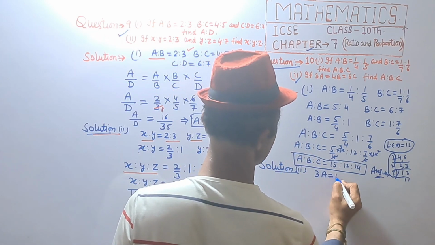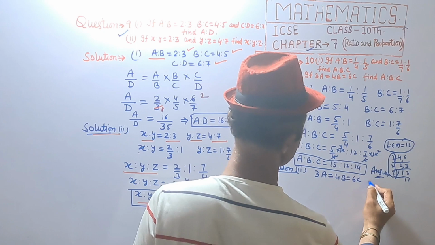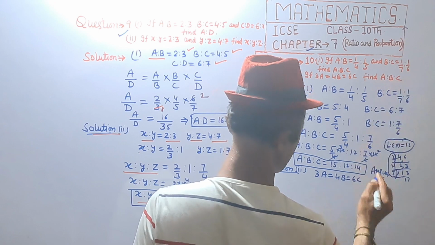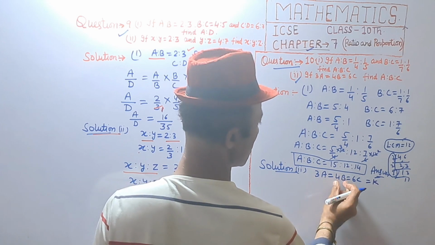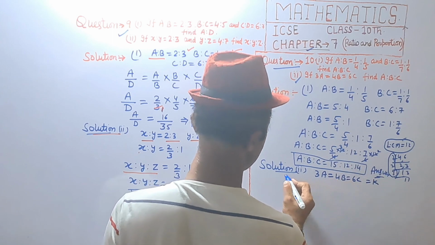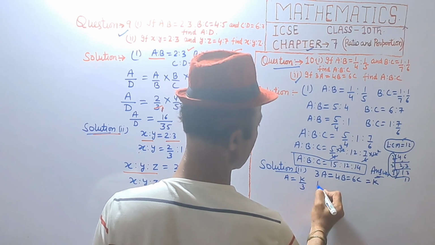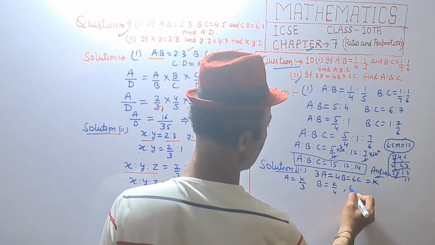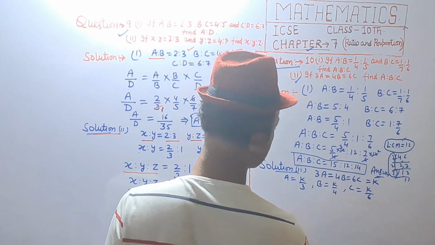If 3A is equal to 4B is equal to 6C, find the A ratio B ratio C. Let 3A is equal to 4B is equal to 6C, that is equal to K. Let A is equal to K/3, B is equal to K/4, and C is equal to K/6.